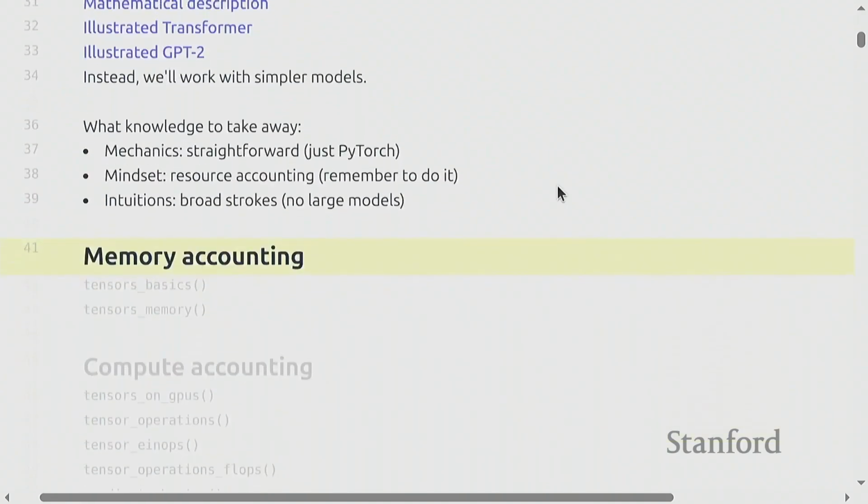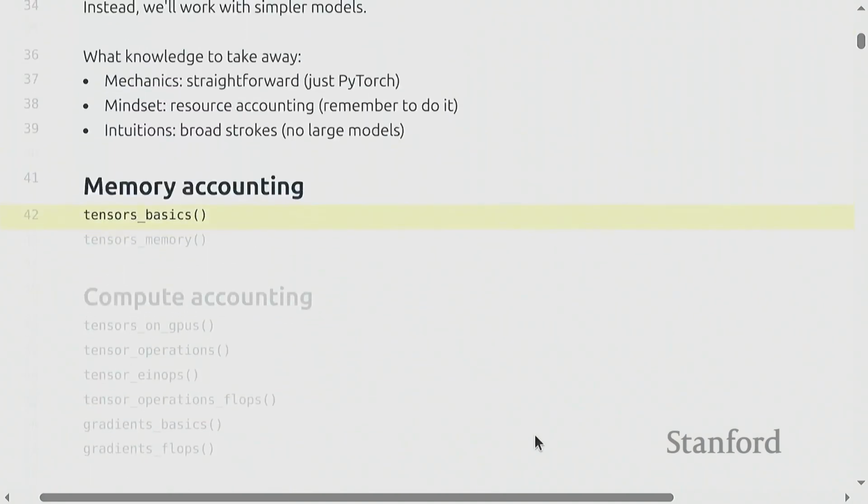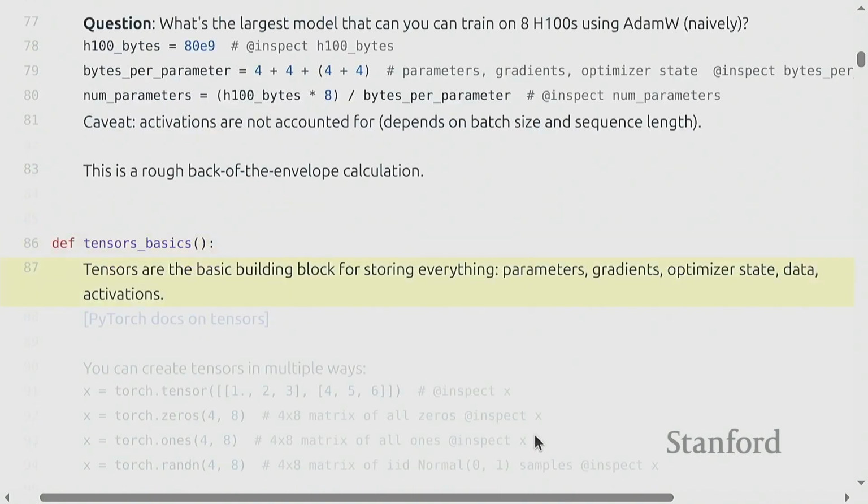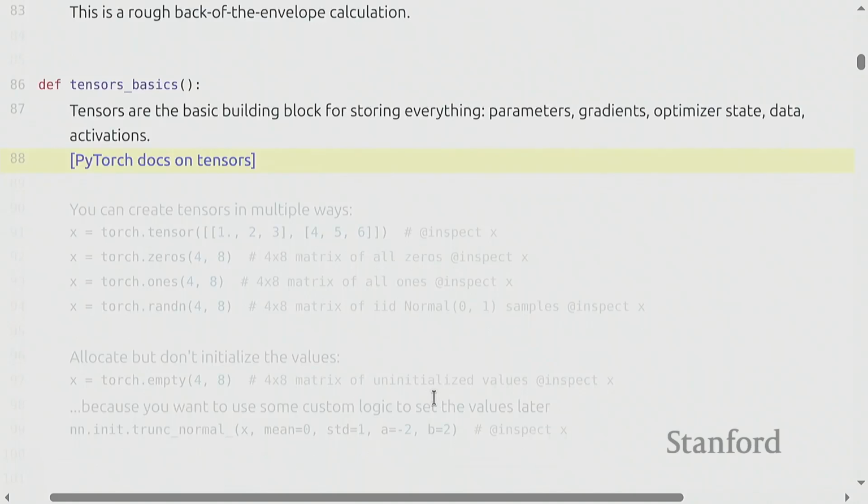Okay, so let's start with memory accounting. And then I'll talk about compute accounting, and then we'll build up, bottom up. Okay, so the best place to start is a tensor. So tensors are the building block for storing everything in deep learning. Parameters, gradients, optimizer state, data, activations, there's sort of these atoms. You can read lots of documentation about them.